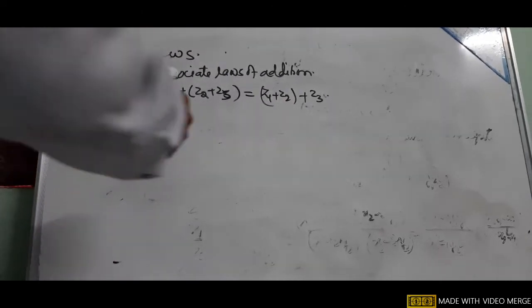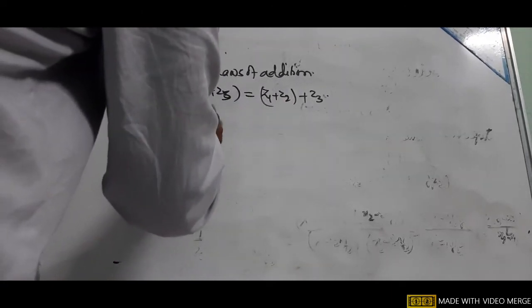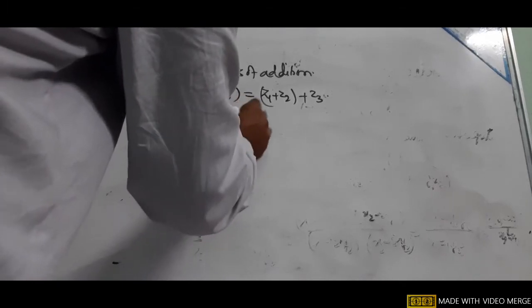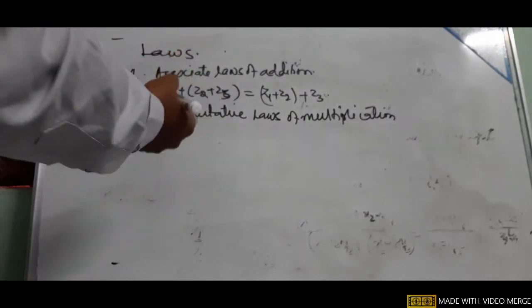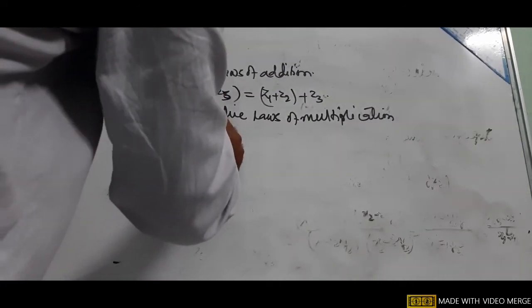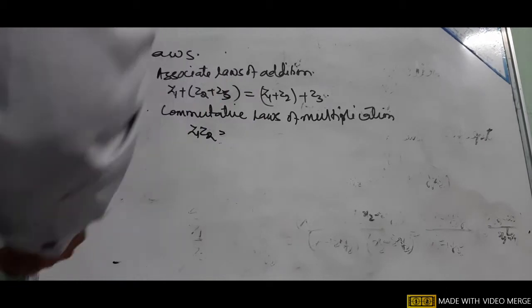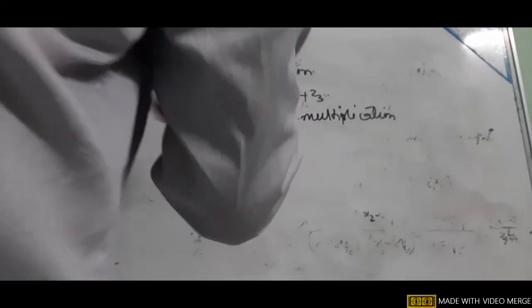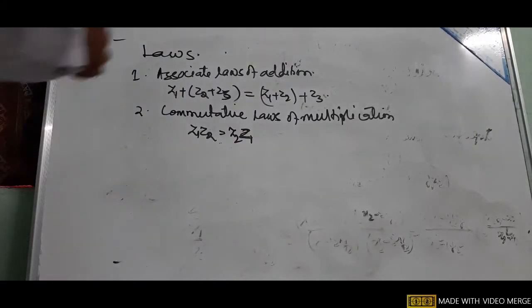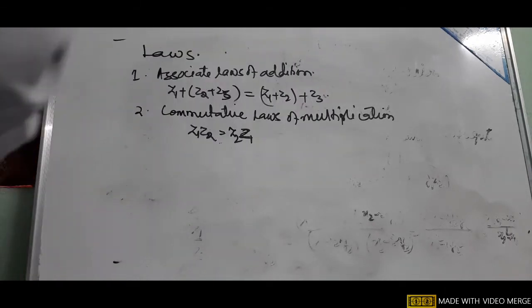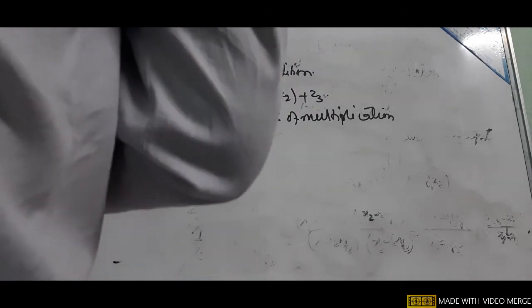Next is the commutative law of multiplication. If you have two complex numbers z1 and z2 and you change the order of multiplication, multiplying z2 and z1, then both will be equal. The product of 1 with 2 and 2 with 1 becomes equal, and that is the commutative law of multiplication.